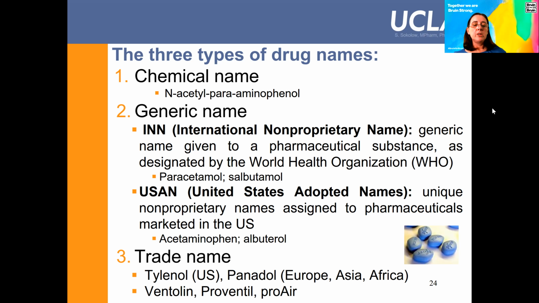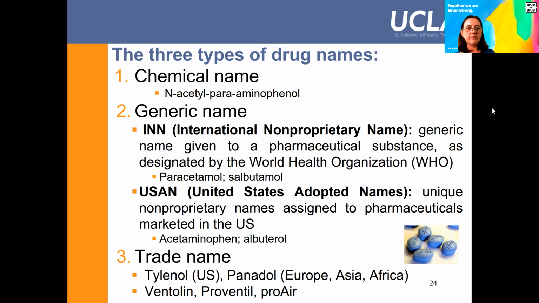You need to know the generic, and more and more, generic drugs are used in the hospital and in the community because they are cheaper. Only a few are still using brand name products, and that's why it's important for you to focus on the generic name. So in terms of those different types, you have the chemical name. Here the example I'm talking about is Tylenol.